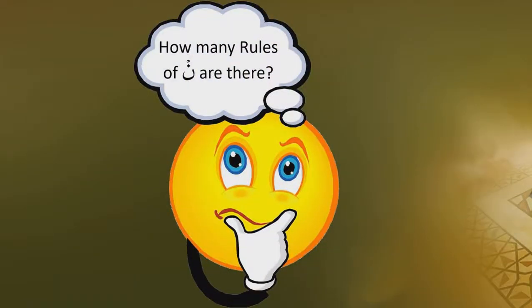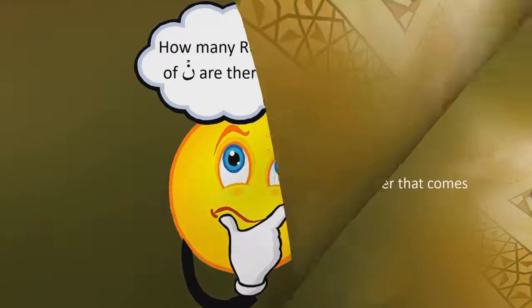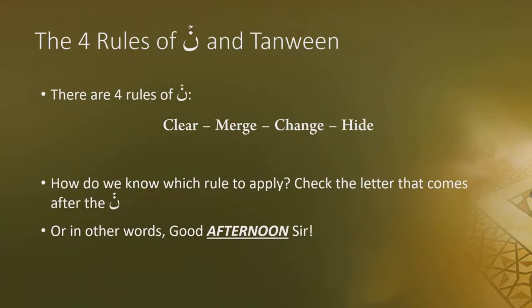I want you to make a guess of how many rules for the Noon Sakina and Tanween you reckon we have. Let's see if you got it. It's 4 rules. Clear, merge, change, and hide. Now the question is, how can we determine which rule to apply, or depending on what? The key is, you have to look at the letter after the Noon Sakina or Tanween.